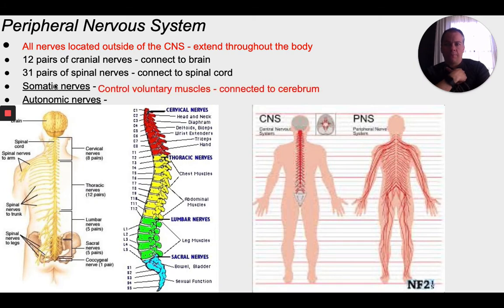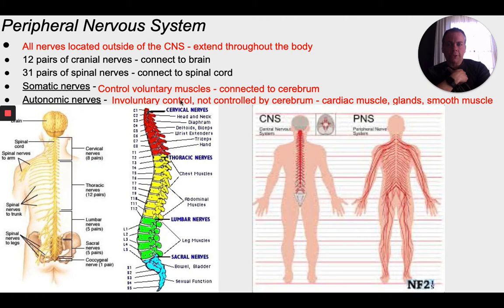And so somatic nerves are the nerves that control voluntary muscles connected to the cerebrum, and the autonomic nerves are in involuntary control. They're controlled not by the cerebrum. They're not under voluntary control. You can't purposefully control these nerves, but they are important in functioning, obviously.